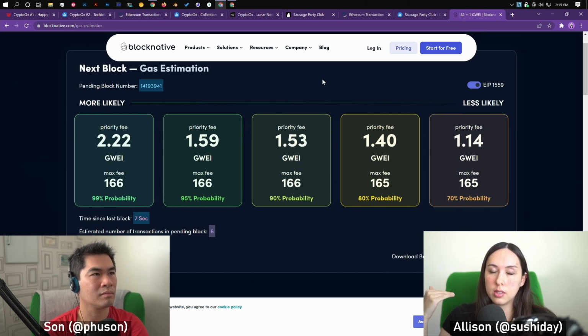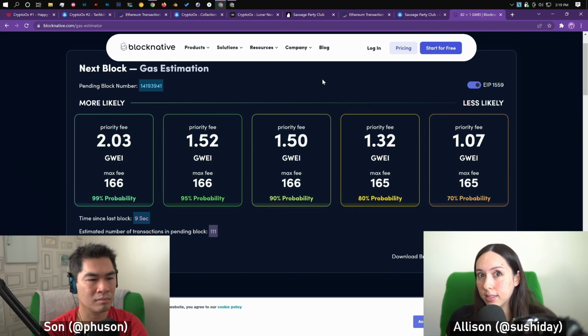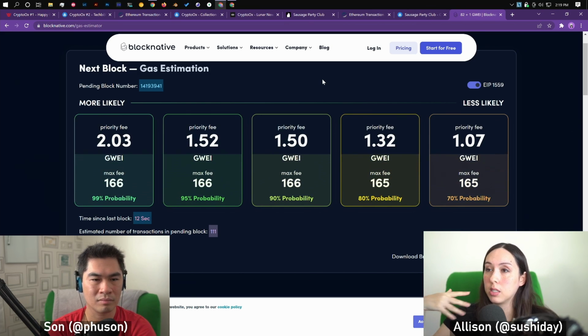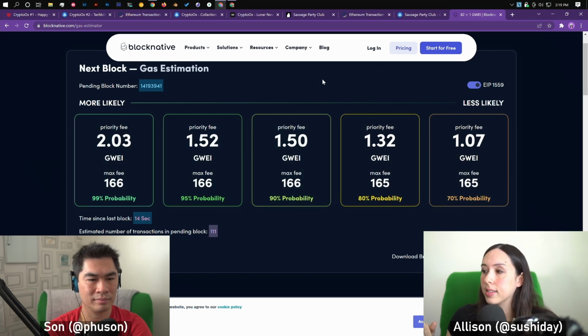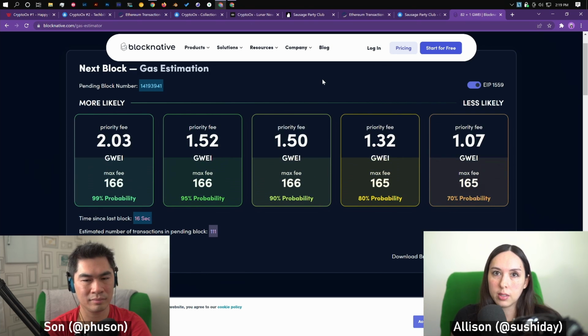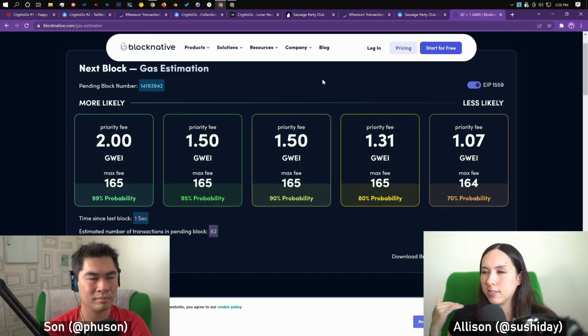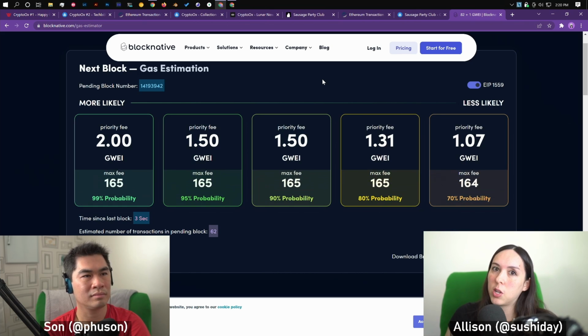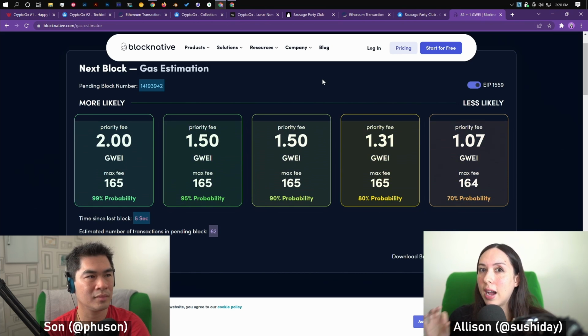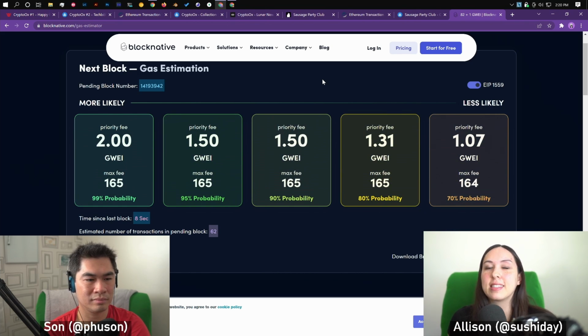And when the network is busier, gas prices will go up because the miners will take the transactions with the highest gas prices. They're going to want to take the transactions that are going to pay them more. And when there's not very much competition on the blockchain and nobody's really doing anything, gas prices go down. So that is also highly dependent on how busy it is.